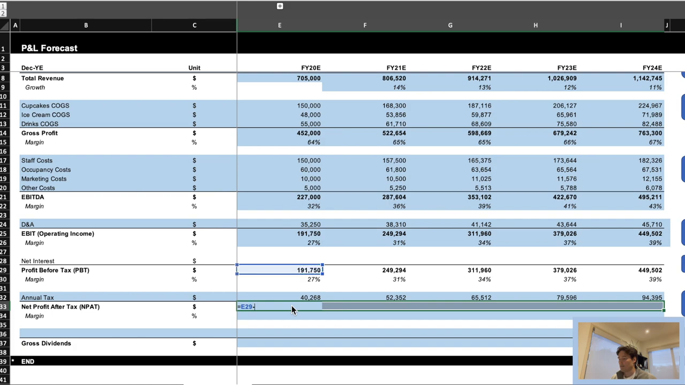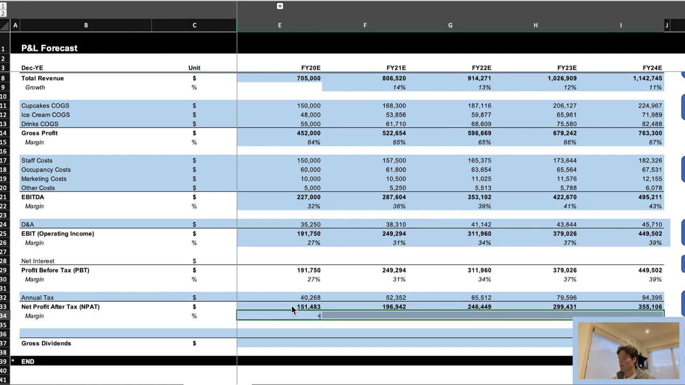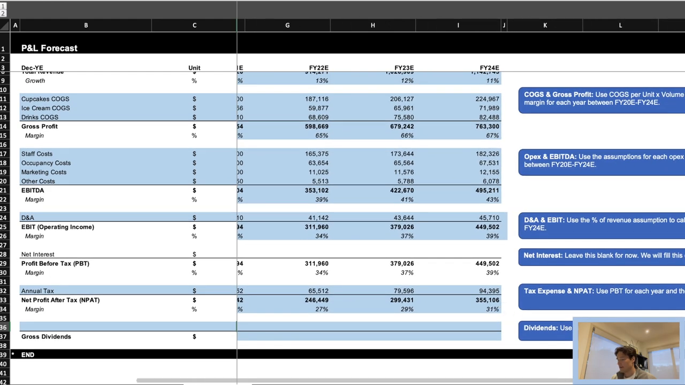And now to get our NPAT, we subtract our tax. Boom, great. And then our margin should have contracted once more. Take it over the revenue. Now a small contraction. All right, and then finally, we have our dividends.